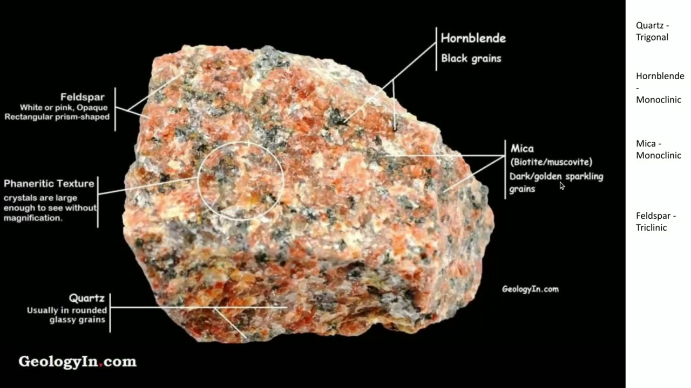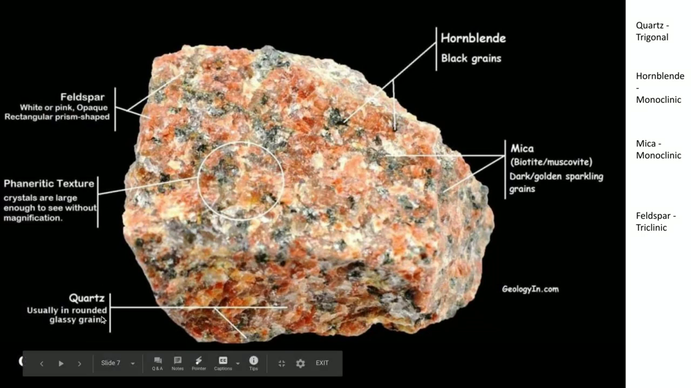These are kind of golden and sparkly. They're nice. Feldspar are your whites and pinks that you see scattered throughout. And then quartz are going to be kind of your glassy grains that are kind of scattered throughout. So in just one rock, you've got one, two, three, at least four different minerals.